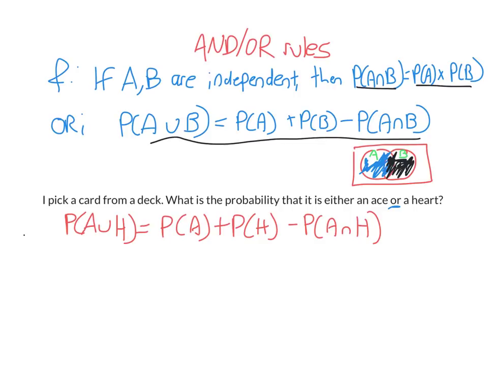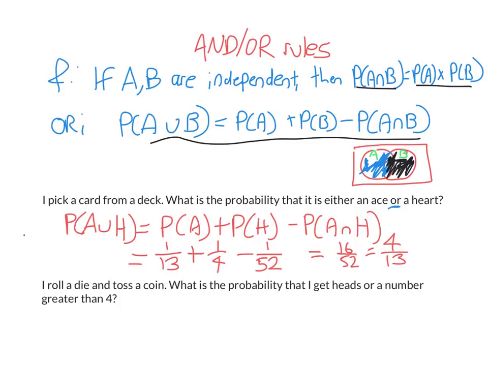So the probability that I get an ace, so that is 1/13 or 4/52. Probability of a heart is 1/4. And then, as I said, there's one card that's both of them. So the probability I get the ace of hearts is 1/52. So if you add up all these, you should get 16/52 or 4/13. And that's the question done.